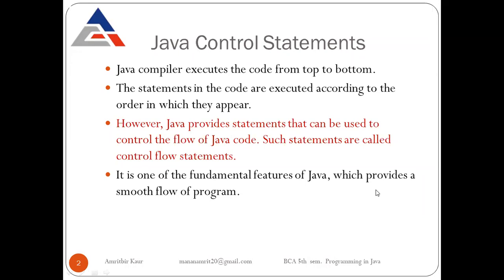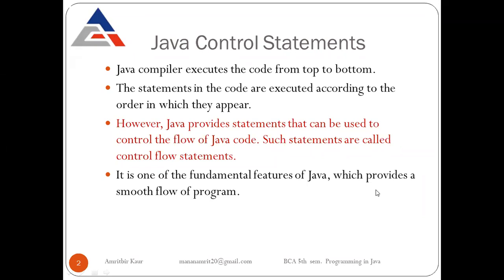However, Java provides statements that can be used to control the flow of Java code. Such statements are called control flow statements. So Java provides us some statements that help to control the flow of Java code, because our code is executed from top to bottom. But if we want to change the flow of control, then we can use control statements.